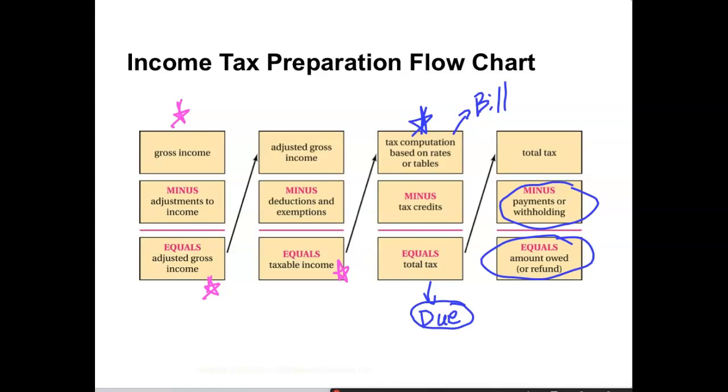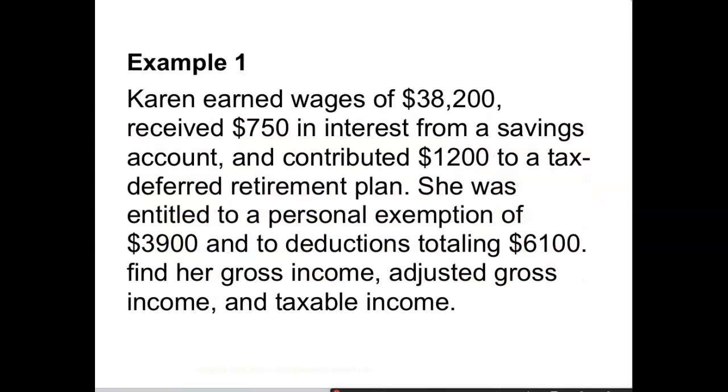All right, we're going to follow this flow chart for a couple examples. Let's talk about Karen. Karen earned wages of $38,200 and received $750 in interest from a savings account and contributed $1,200 to a tax-deferred retirement plan. She was entitled to a personal exemption of $3,900 and to deductions totaling $6,100. Find her gross income, adjusted gross income, and taxable income.